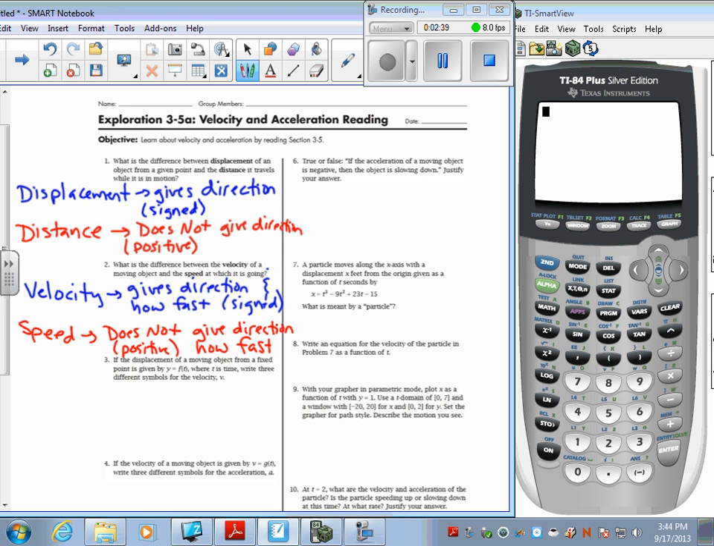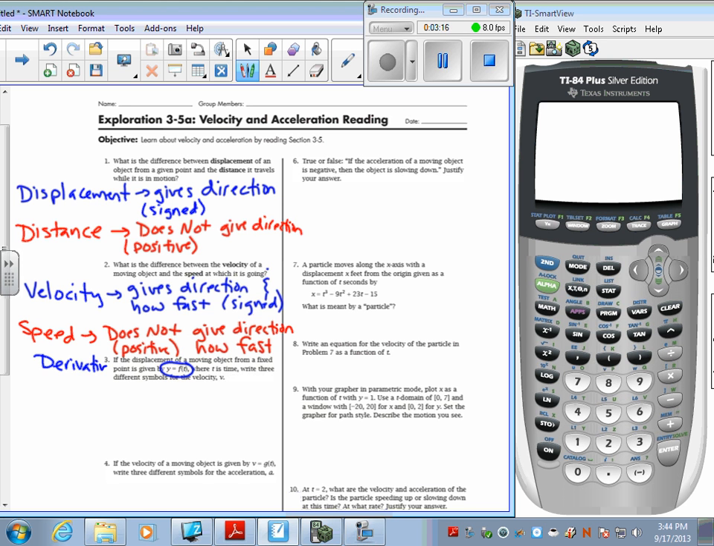So number 3, if the displacement of a moving object is given by y equals f of t, t is time, write 3 different symbols for the velocity. Well, the velocity is going to be the rate of change of the displacement. And again, displacement was signed and velocity was signed, so our rate of change of displacement will also be signed. So first of all, it's called y equals f of t. So we're talking about the rate of change, which is the derivative.